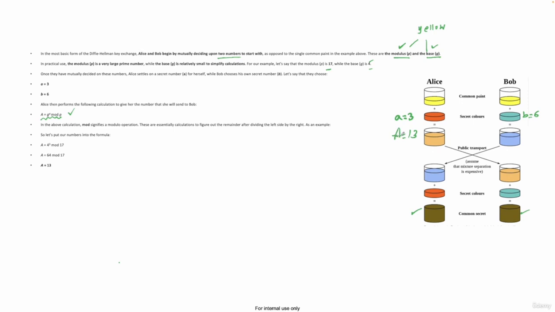This is capital A, and in the first instance it was small a. So now we got the mixed color for Alice, which is A equal to 13. In the same way, Bob does his own calculation and gets his own color: 4 to the power of 6 modulus 17, right? It's clearly stated here. You can multiply on a calculator as well. So 4096 modulus 17 gives you the value of B.